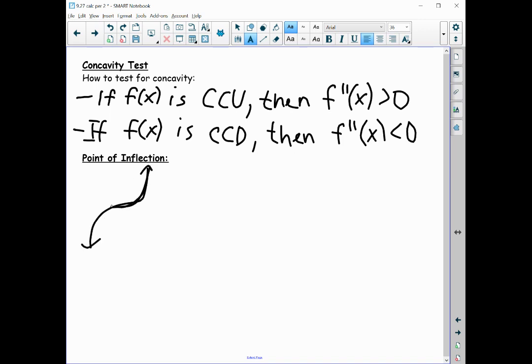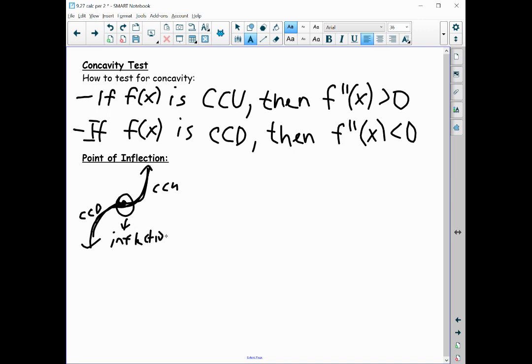Okay, if I look at this function, it is increasing the whole time, which I can see, but the curvature is not the same. So the first part of this graph looks like a frown. It's getting less steep. And then it starts to get steeper over time. So this part is concave down, and this part is concave up. So at some point, we had to change from concave down to concave up. This is called a point of inflection or an inflection point.